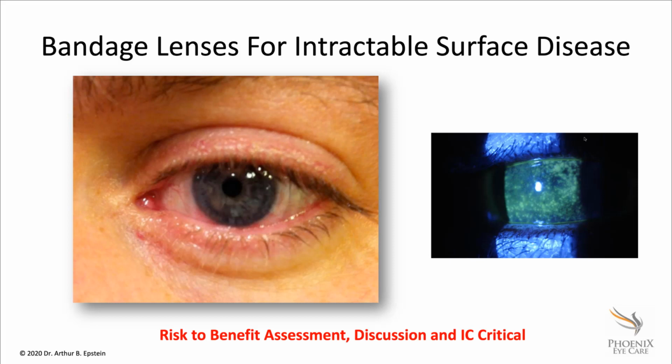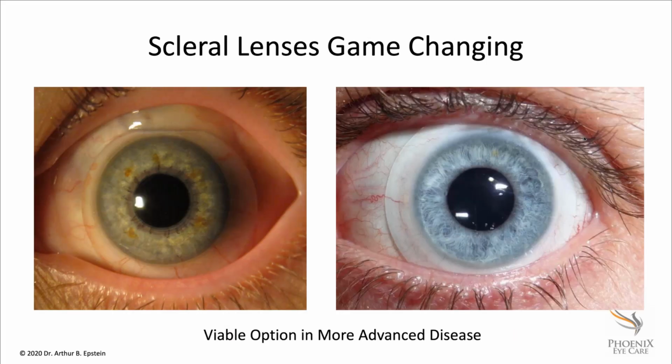If they have really dense staining, a bandage lens will get them back to life and reduce the staining, break the cycle of staining while you're working to make things back to normal again. And we've weaned patients off bandage lenses. It's an inexpensive, simple way that has to be applied cautiously, can make a significant difference. Scleral lenses are absolutely game-changing.